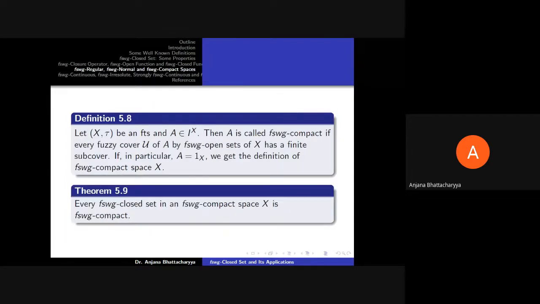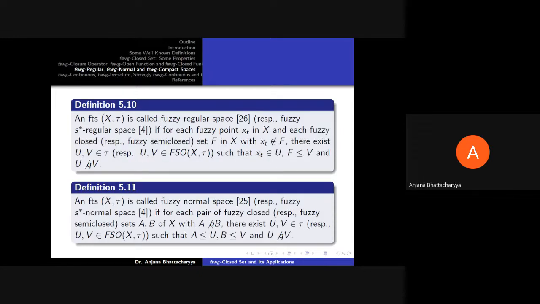Now we define the FSWG compact set. A set A is called FSWG compact if every cover U of A by FSWG open sets has a finite subcover. In particular, if we take A equal to 1_X, we get the definition of FSWG compact space. Every FSWG closed set in an FSWG compact space is FSWG compact. These are the definitions of regular space, star regular, normal, star normal space.